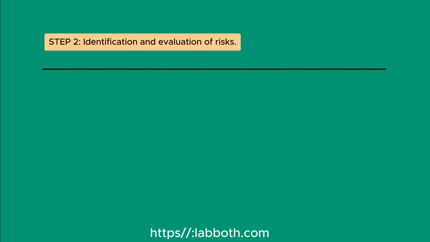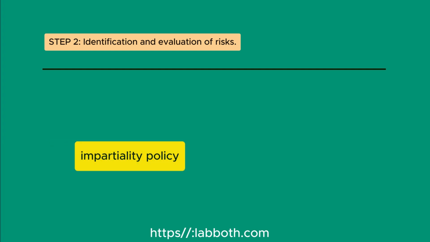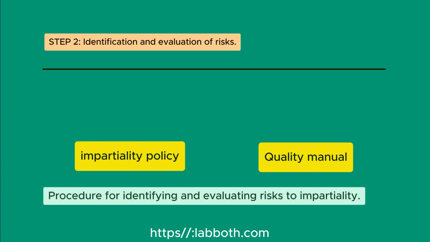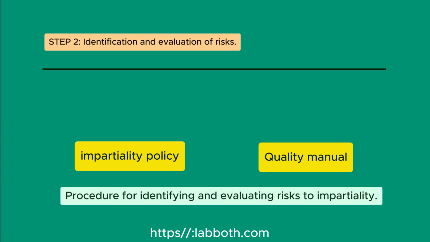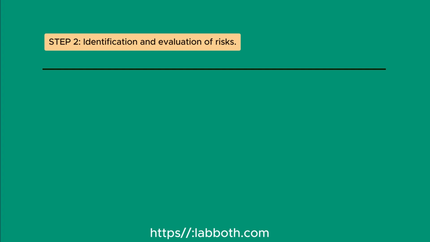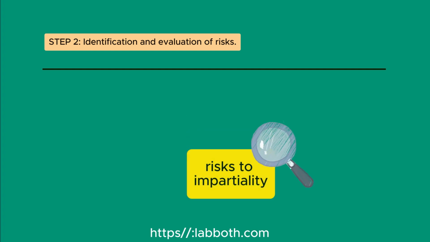Step 2: Identification and evaluation of risks. Once you have created the impartiality policy in your quality manual, you must implement a procedure for identifying and evaluating risks to impartiality. The first thing you should do in this step is related to the identification of risks to impartiality.